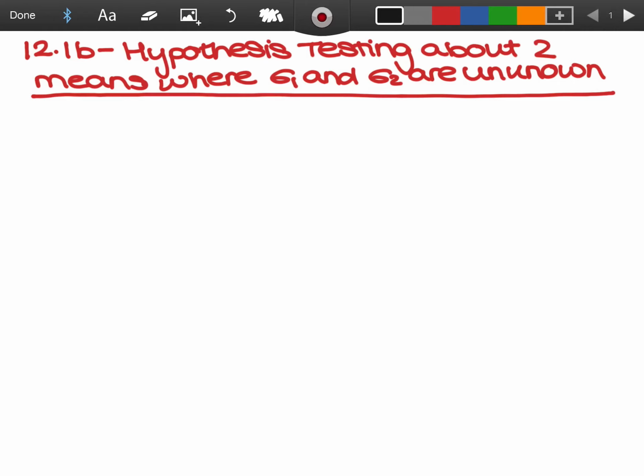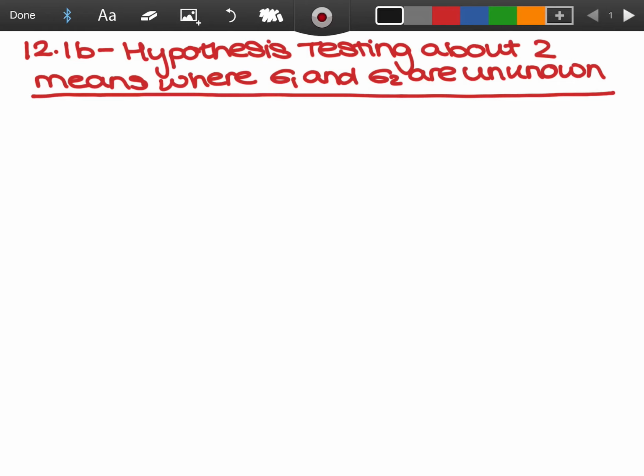Okay, so now we want to look at 12.1b, which looks at the situation where you don't know the population standard deviations. So in 12.1a, you always knew what the population standard deviations were for both populations. That was given in the problem. But now we're assuming that we don't know those population standard deviations. This is more like real life, okay?